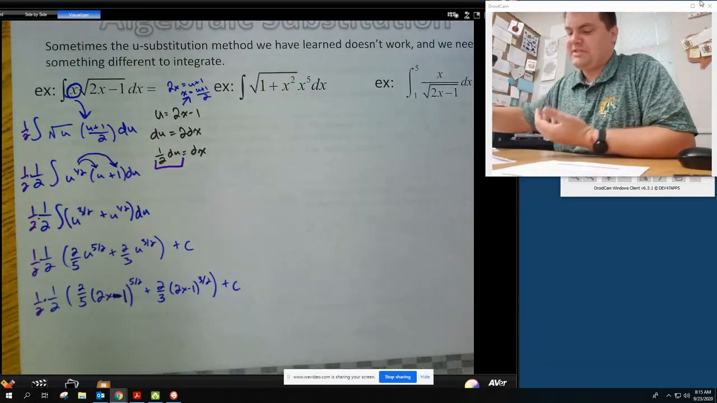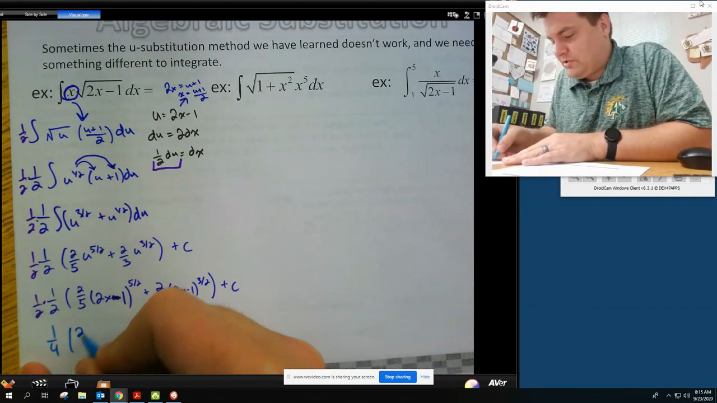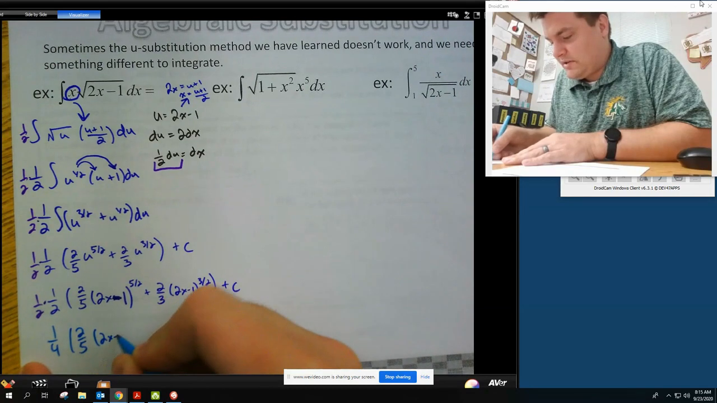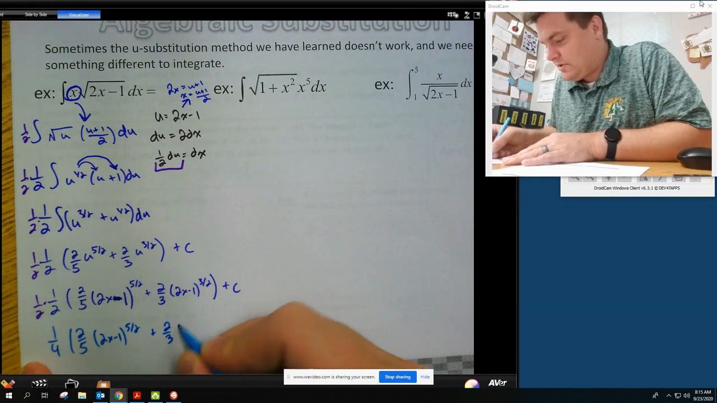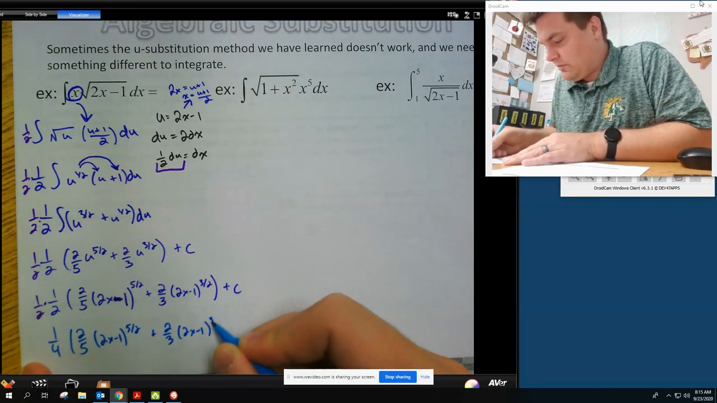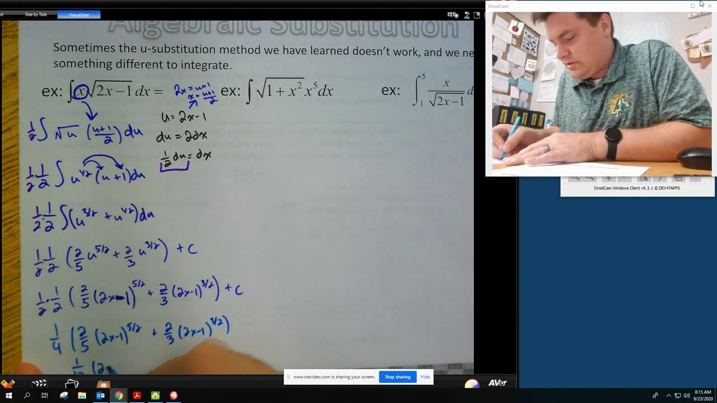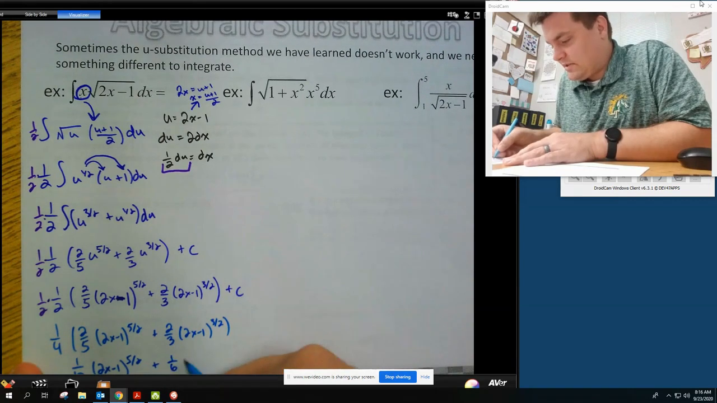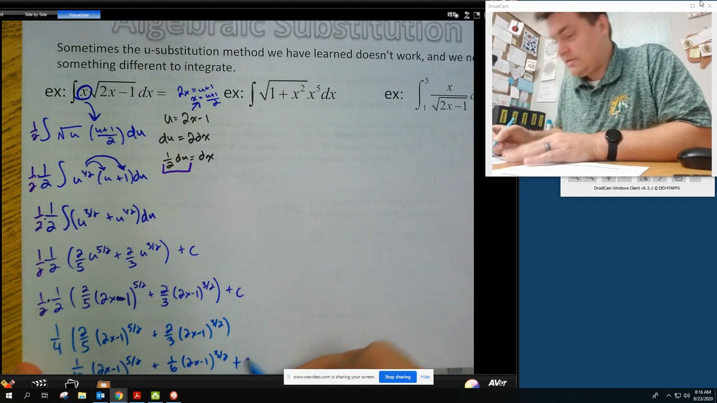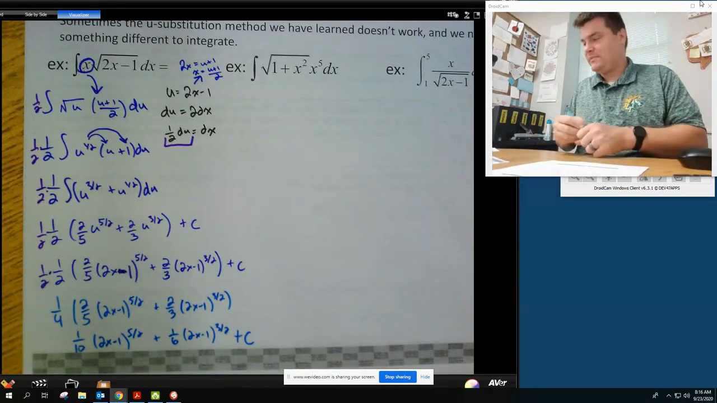All right, I'll simplify this now to make it look nice. So I'm going to get 1/4 times 2/5, 2x minus 1 to the 5/2 plus 2/3, 2x minus 1 to the 3/2. And then if I distribute that in, I'm going to get 1/10, 2x minus 1 to the 5/2 plus 1/6, 2x minus 1 to the 3/2 plus c. Good thing I caught that.